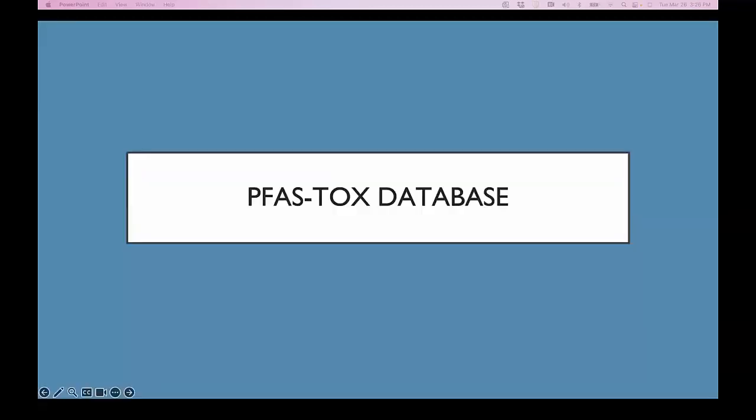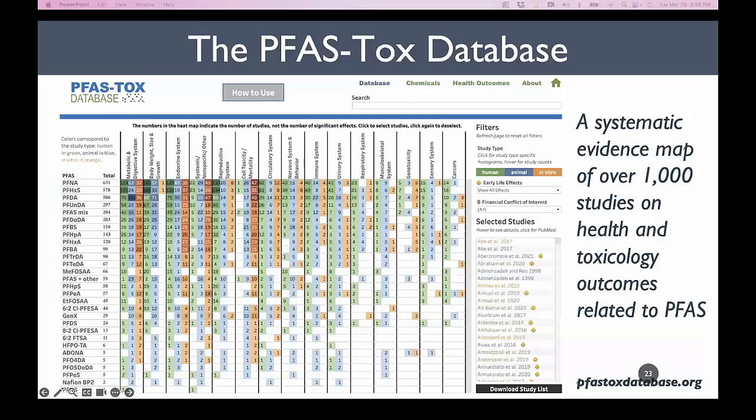Great. And so one way that we are really trying to wrangle or systemize the data on PFAS to help inform these efforts to understand and mitigate the harms of PFAS is through the PFAS-Tox Database. So the PFAS-Tox Database is a systematic evidence map of over 1,000 studies on any and all health and toxicology outcomes related to PFAS. It is an online searchable database that is intended to be very user-friendly. It's been updated through January 2021 at this point and includes multiple evidence streams, including human studies, animal studies, and in vitro studies.